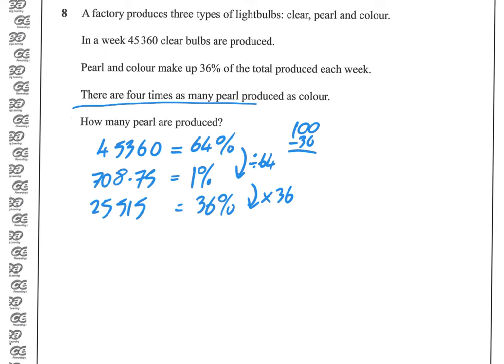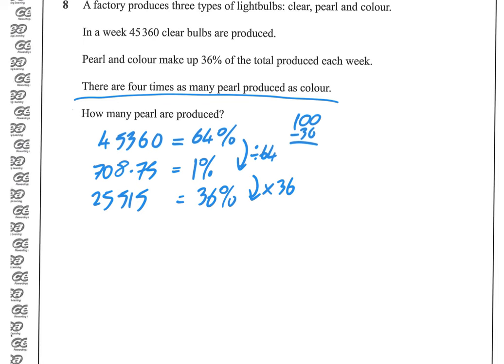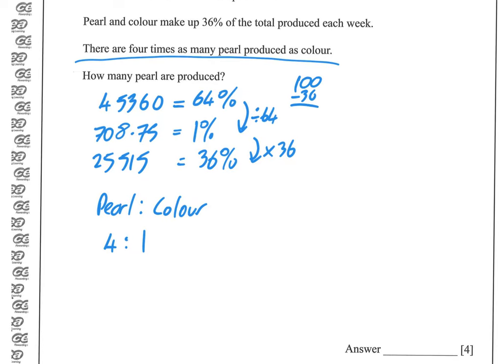It then says there are 4 times as many pearl produced as colour. So I'm going to do this as a ratio. I think there are other ways of doing this, but ratio pearl to colour, there's 4 times as many pearl produced, so 4 to 1. So in this ratio there's a total of 5 parts, so 5 parts must be equal to this, and we want to find the pearl, which are 4 parts.